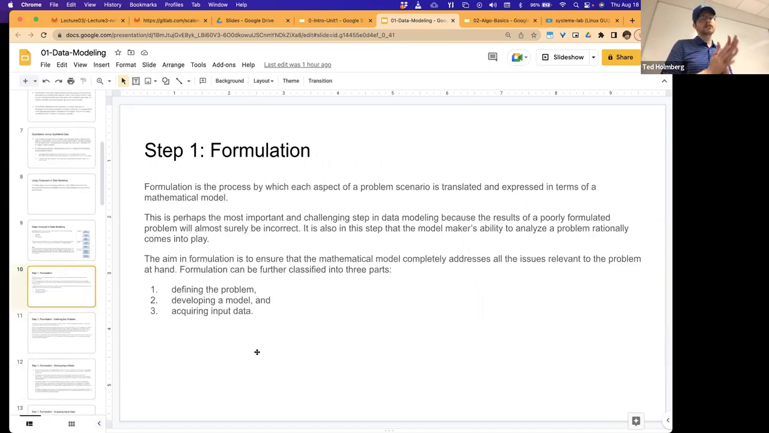Okay, so let's talk about formulation. Formulation is the process by which each aspect of a problem scenario is translated and expressed in terms of a mathematical model. This is perhaps the most important and challenging step in data modeling, because the results of a poorly formulated problem will almost surely be incorrect. And again, this is what we're really going to stress training you on all throughout the semester. This is the hardest part of coding.